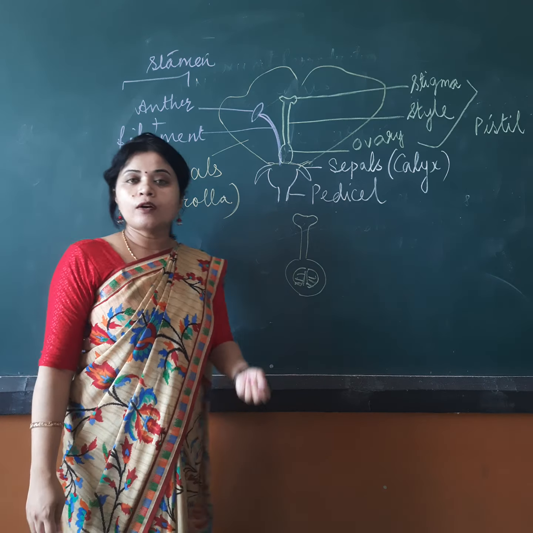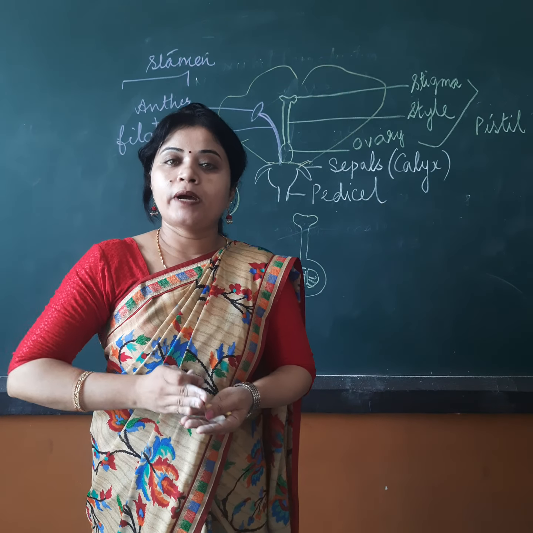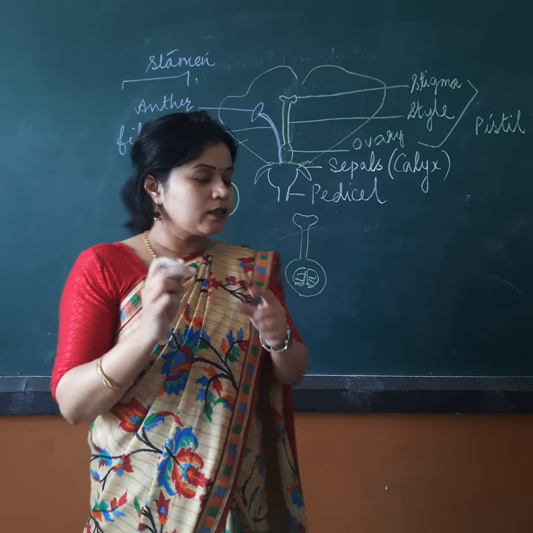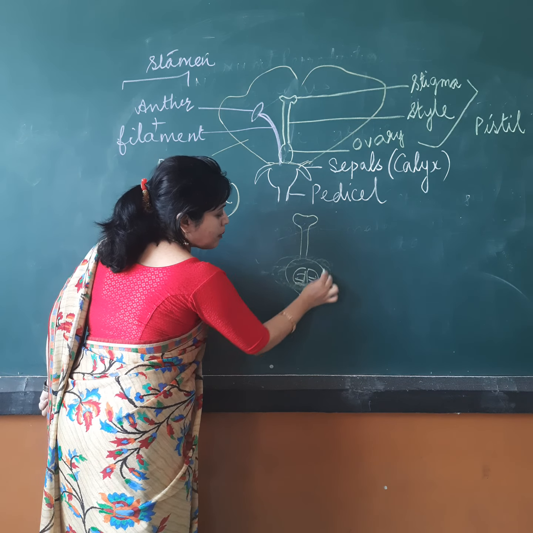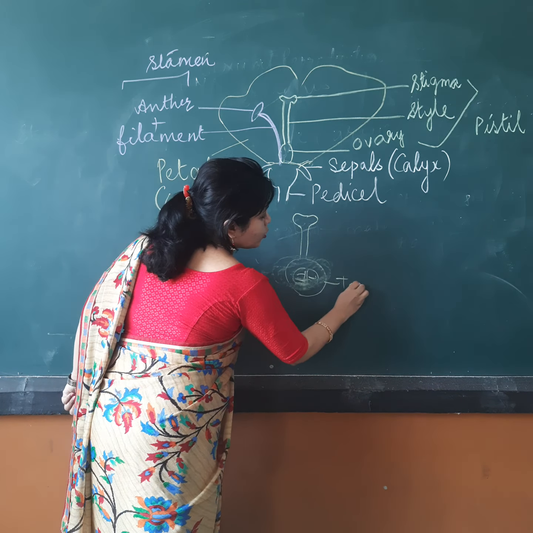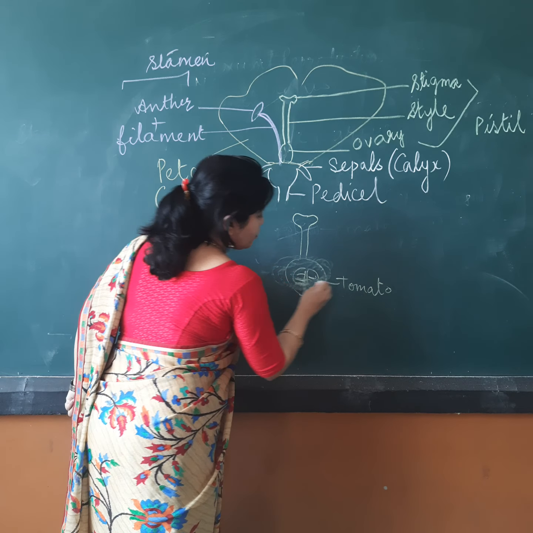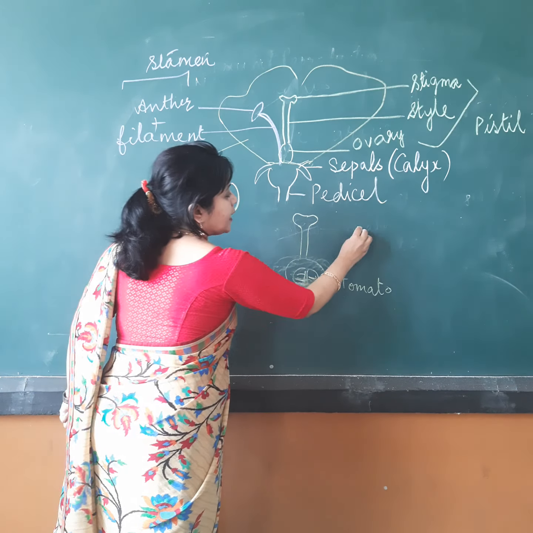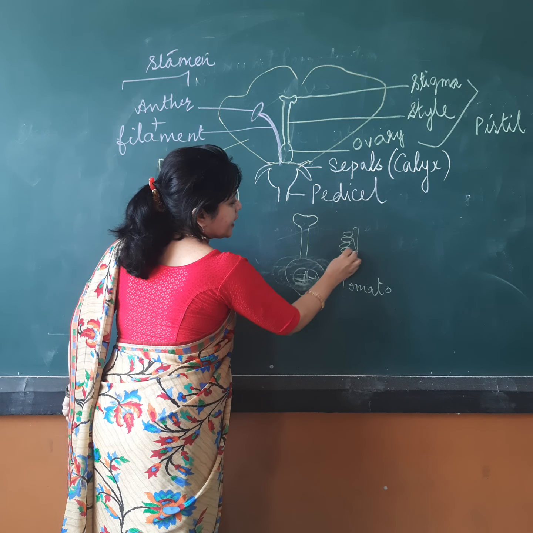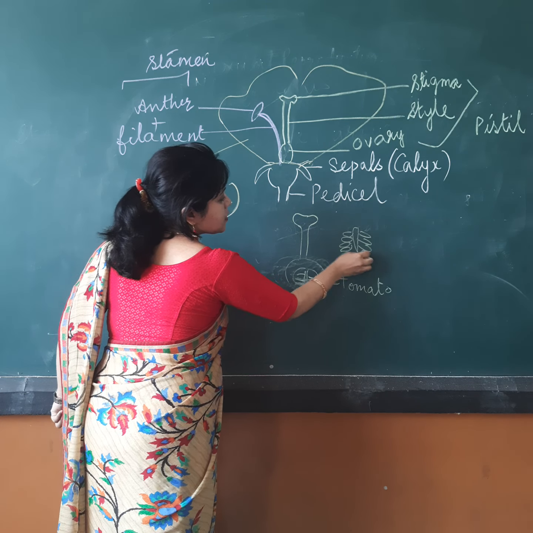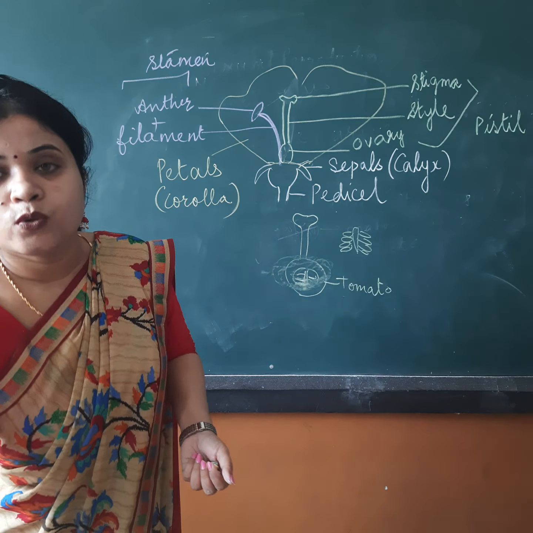For example, if you have a tomato, just cut open the tomato. You will see the placenta, this portion is the placenta. When you cut it open, you will find a structure to which the seeds are attached. So those are the ovules.